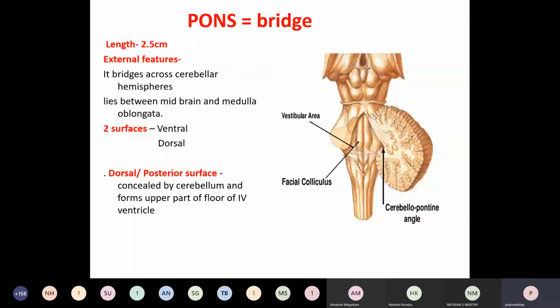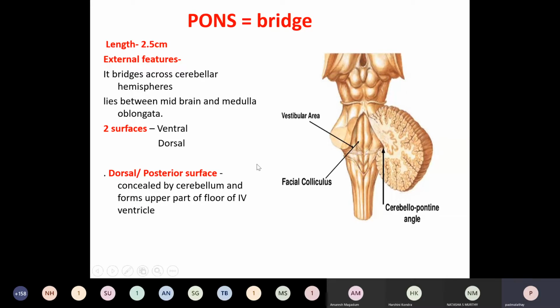The name pons is given because it is bridging between the cerebellum and the midbrain. That's why it is called the pons. It is at the junction, so it bridges across the cerebellar hemispheres. This is one half, the cerebellar hemisphere. It is bridging here, and it also lies between the two parts of the brainstem, the midbrain above and the medulla oblongata below. Since it lies at the junction of all these structures, it is called the pons.